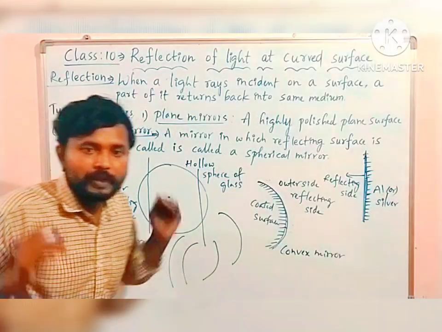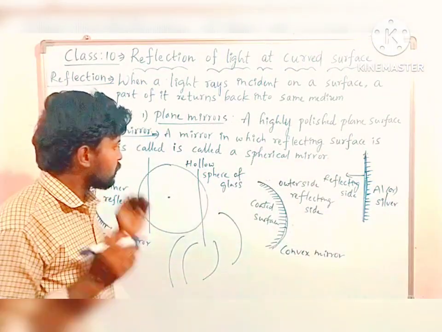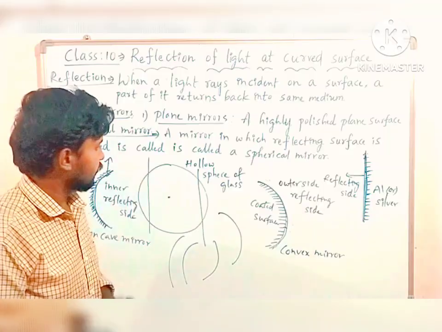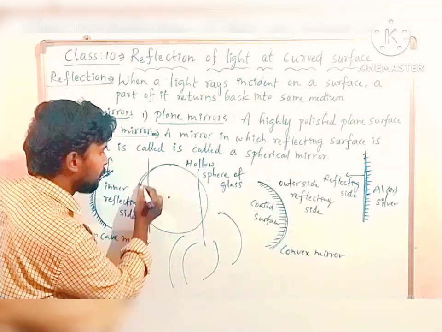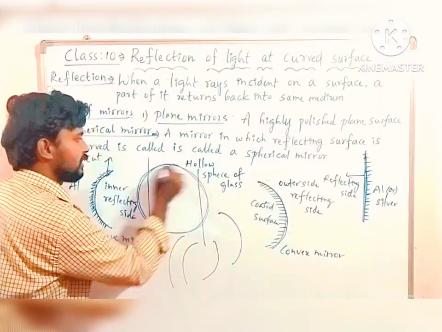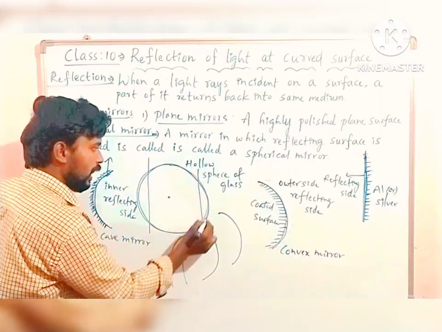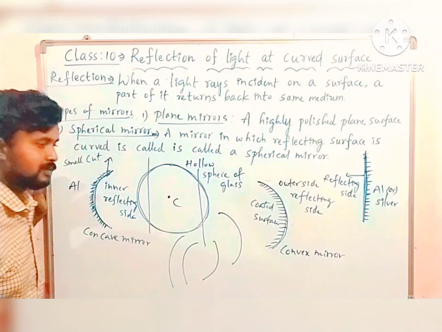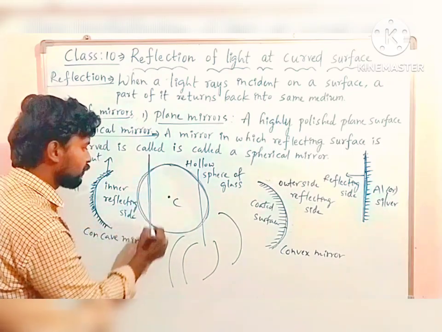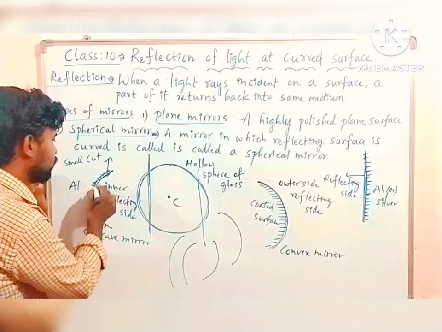So how can we make a spherical mirror? A spherical mirror is made from a hollow sphere of glass. Imagine this is a hollow sphere of glass. This is the center of the hollow sphere of glass. When we cut a small part from the hollow sphere of glass, this is the small part.